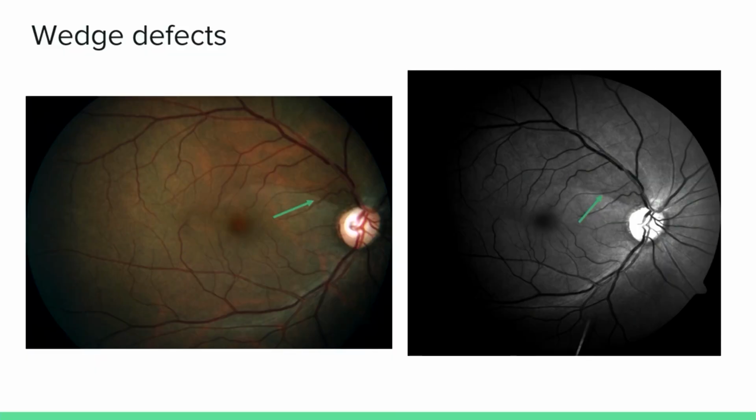Now, moving on to the wedge defects. Wedge defects are fan-shaped defects seen on the superior temporal side more commonly. Here you can see this is a complete dark band extending from the disc margin. This is a red-free filter image.